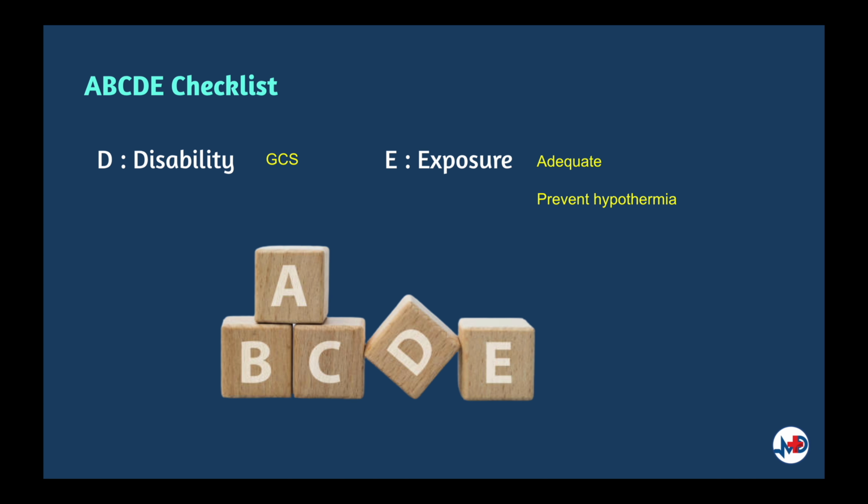Moving on, we have disability, and this is where you assess the GCS, looking at if the patient has eyes spontaneously open, is able to communicate verbally, and also responds to verbal commands.